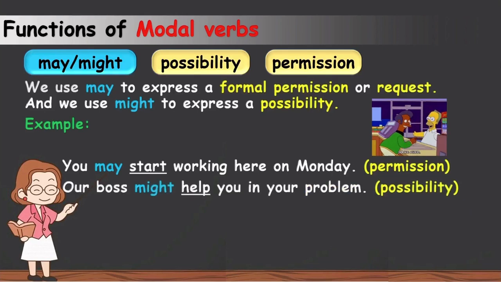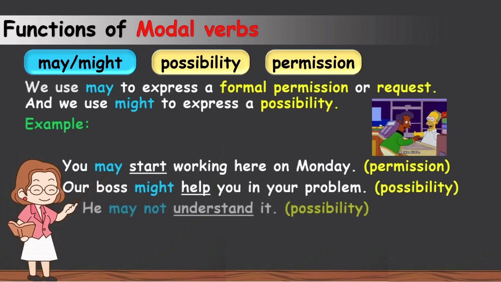Our boss might help you in your problem. In here, the modal verb might is expressing a possibility. Our boss might help you in your problem. He may not understand it. The modal verb may not is the opposite of may.